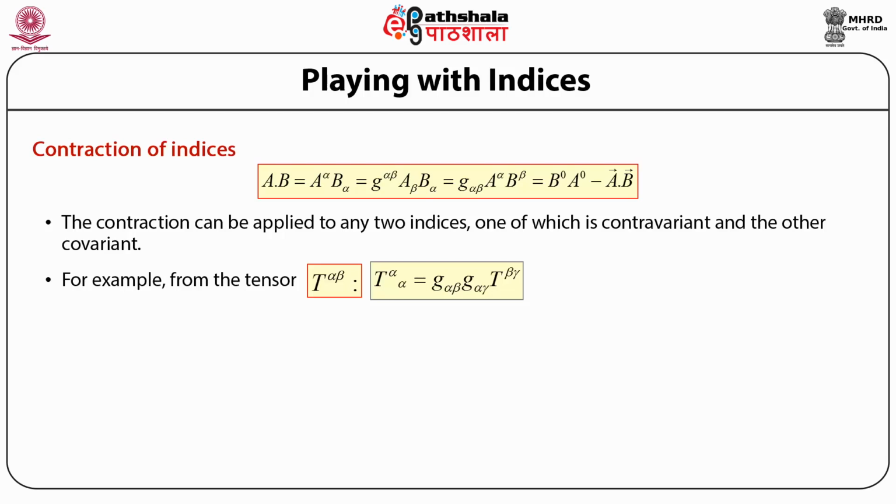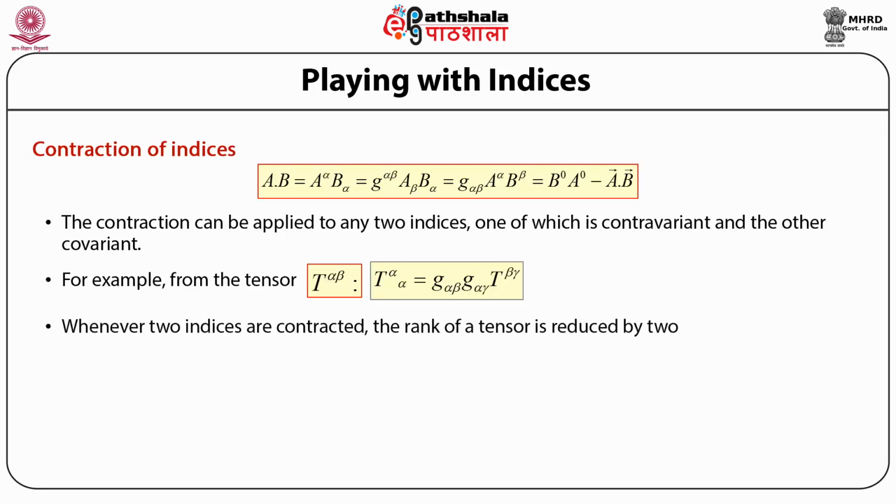Here it is important to note that whenever two indices are contracted, the rank of a tensor is reduced by 2. And when we are saying that two indices are contracted, that means that whenever we repeat two indices.